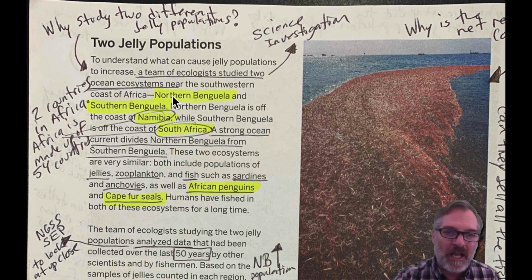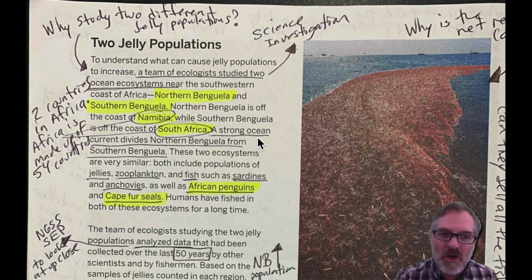That was a question I had. Northern Benguela and southern Benguela. And then I find out a little further that Namibia is where northern Benguela is. It's an ecosystem off of that country. And then South Africa, you have the southern Benguela. Okay, so there's 2 African countries. See, again, remember, Africa is not a country, but a continent. It's roughly made of about 54 countries. And so there are these 2 countries with these ecosystems off of there.